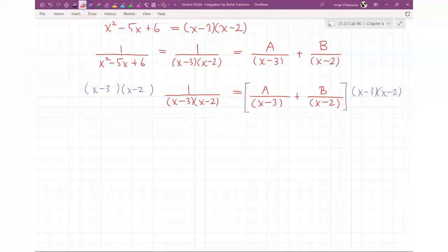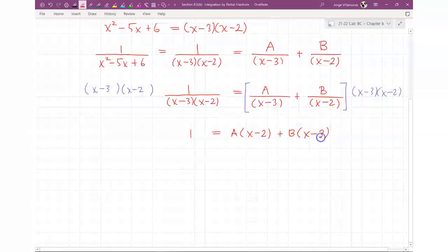So what we end up with is 1 equals A times x minus 2 plus B times x minus 3, because things are going to cancel out, right? So we end up with that. Now this is what we want, because at that point I get to start saying, okay, what if x is this? What is A or what is B, right? So I'm going to look at my A term. I see A times x minus 2. So I'm going to try to zero it out. So I'm going to let x equal 2.